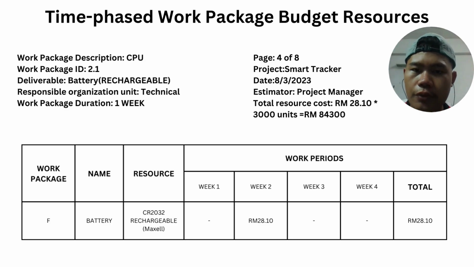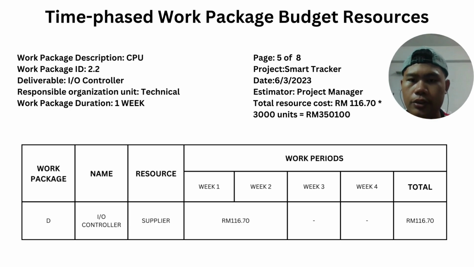And the time phase work package budget resources, battery cost for CPU work package description. The deliverable is battery rechargeable. The work package ID is 2.1. The responsible organization unit is technical also. Work package duration is 1 week. The work package is F. The resource is CR2032 rechargeable Maxell from Japan, and the work period is at week 2.